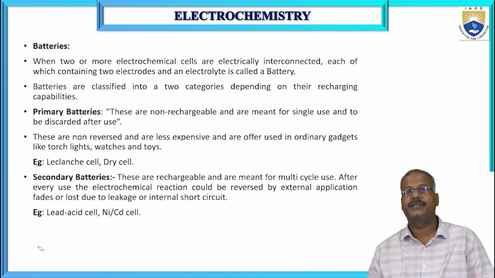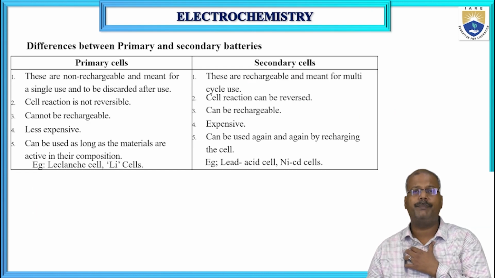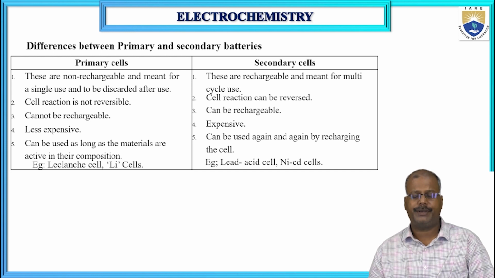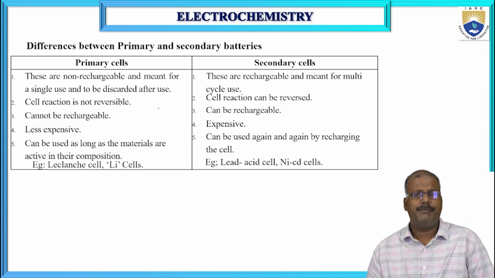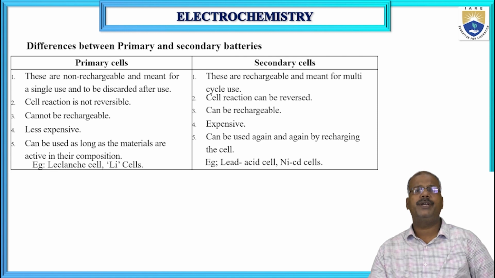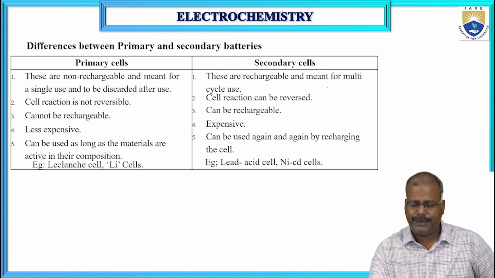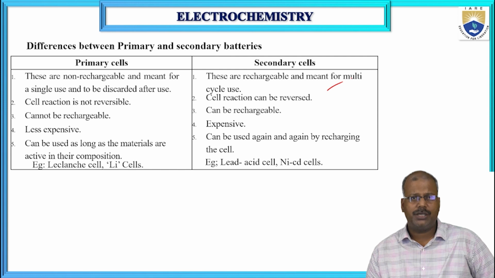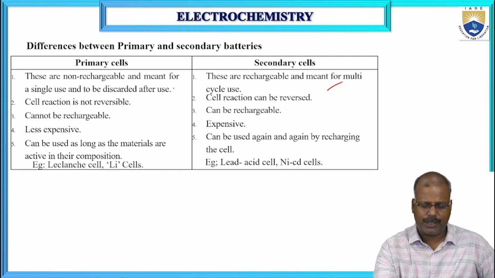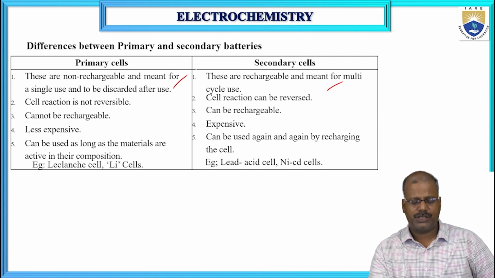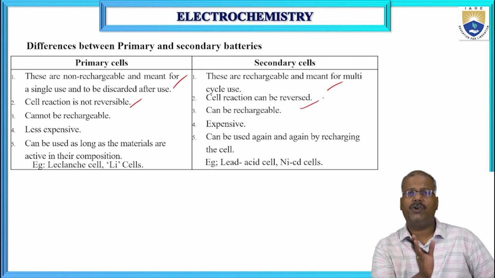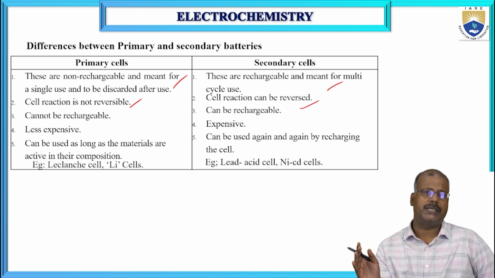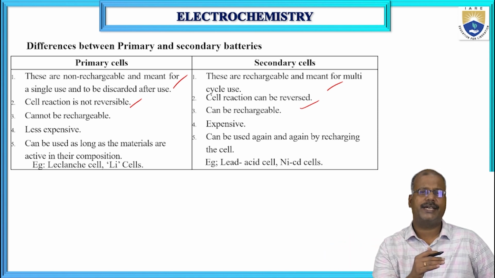Okay. Next. What is the difference between primary and secondary batteries? So we will summarize whatever we have seen so far. Primary cells are non-rechargeable and meant for single use and to be discarded after use, whereas secondary batteries are rechargeable and meant for several cycles of use. Cell reaction is not reversible, only forward reaction. In secondary cells, the cell reaction can be reversed. Forward, we say discharging. Backward, the reverse reaction, we say charging.